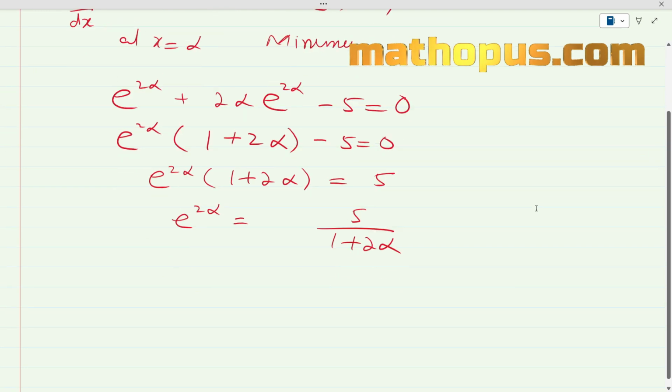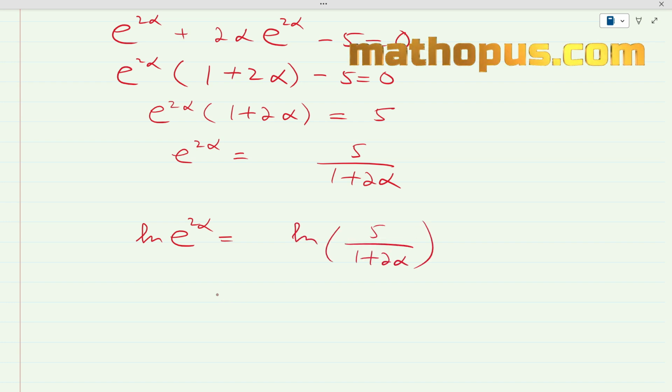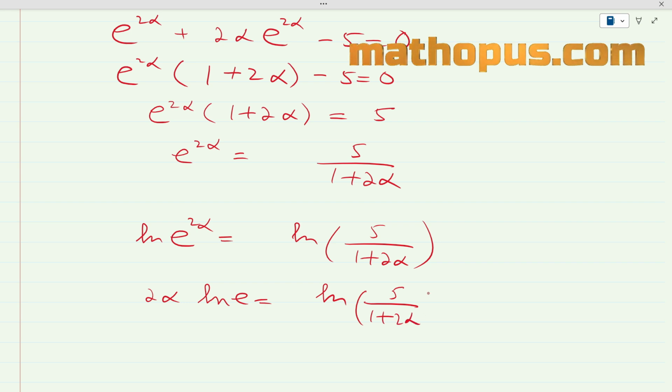Now let's take the natural log of both sides. So we have ln e to alpha equals the natural log of the right hand side, 5 over 1 plus 2 alpha. So we have alpha ln e, which is equal to 1. So the right hand side is almost matched. Only the 2 is missing, so ln e is 1. So alpha equals 1 over 2 of ln 5 over 1 plus 2 alpha.